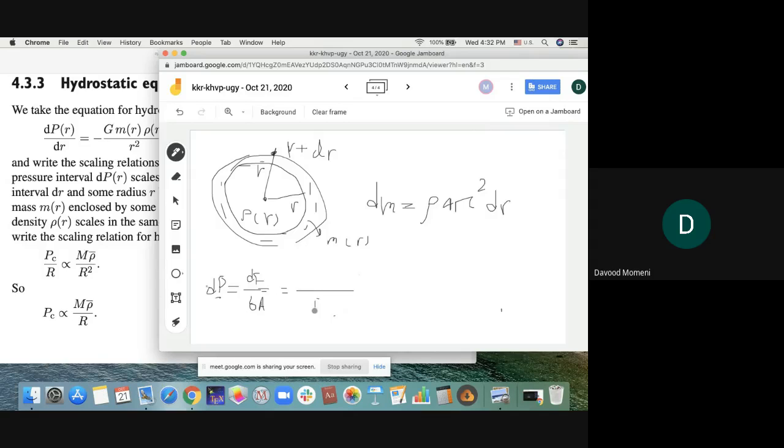The area is 4 pi r squared. And the force is actually dF equals minus G M dm over r squared. All right. This is the equation. It looks very complicated. Then you write this dm as rho times 4 pi r squared dr.